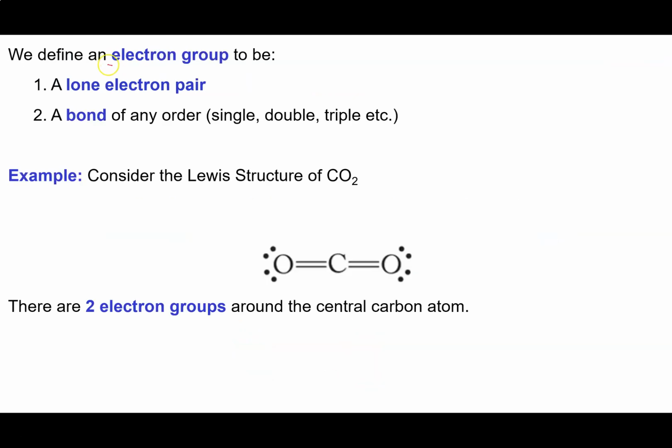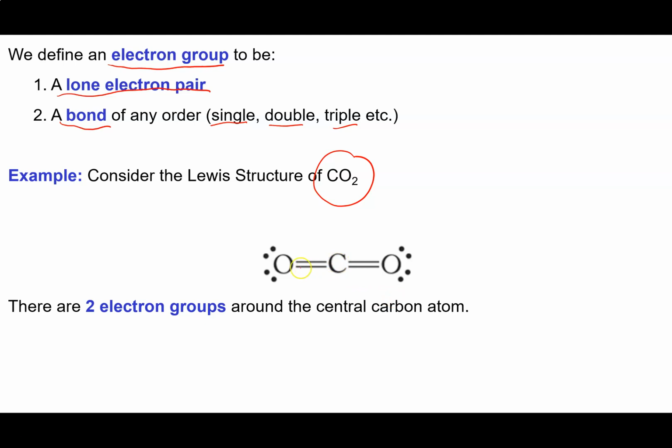So what do we mean by an electron group or a group of electrons? We mean either a lone pair of electrons or a bond of any type. It doesn't matter whether it's a single, double, or triple, that's one electron group. So if I look at carbon dioxide and I want to figure out the number of electron groups, what I have to do is begin with an accurate Lewis structure.